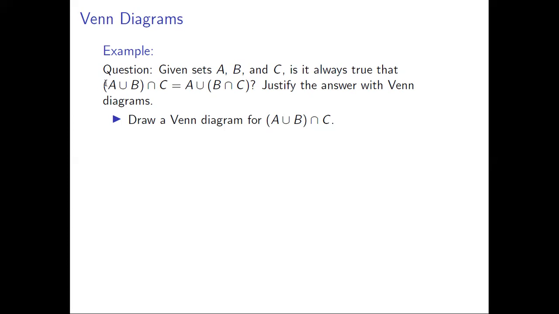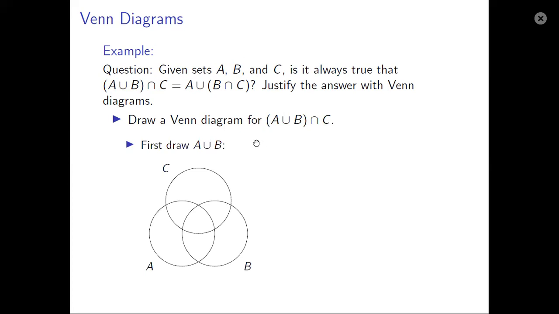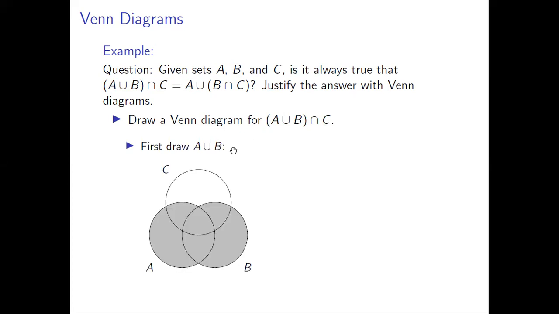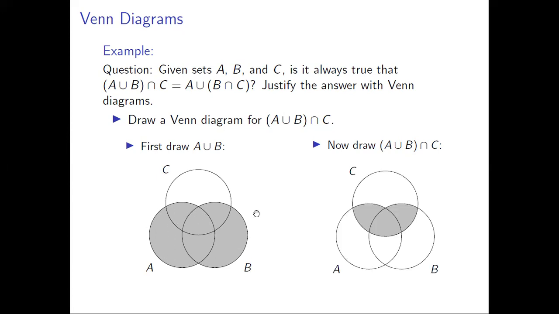So we'll start by drawing a Venn diagram for the left-hand side of the equals sign, right? So we want to draw a Venn diagram for A union B and then intersected with C. So once again, we'll do it in 2 steps. First we'll draw A union B, which is this. Then we need to draw A union B intersected with C. So we need to find which part or parts of the diagram A union B intersects with C. And the answer is this shaded area. Okay, these 3 parts make up the shaded area. So that's the drawing for A union B intersected with C.